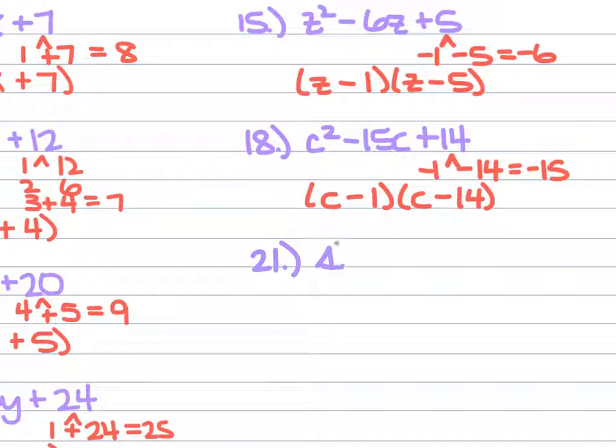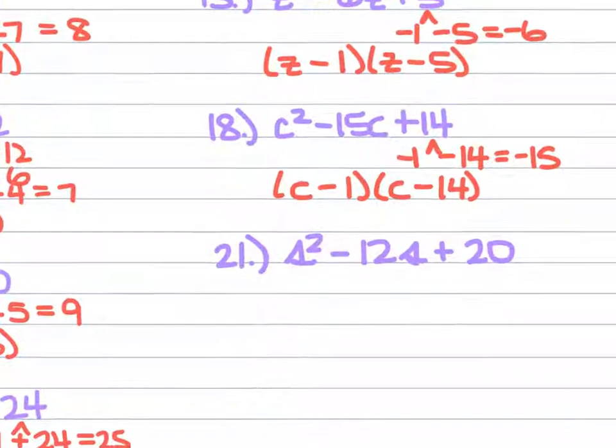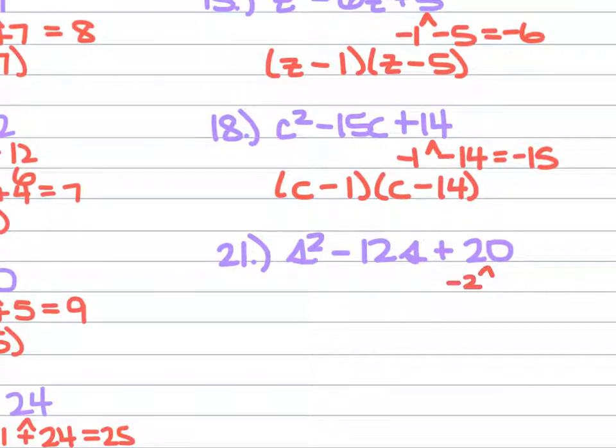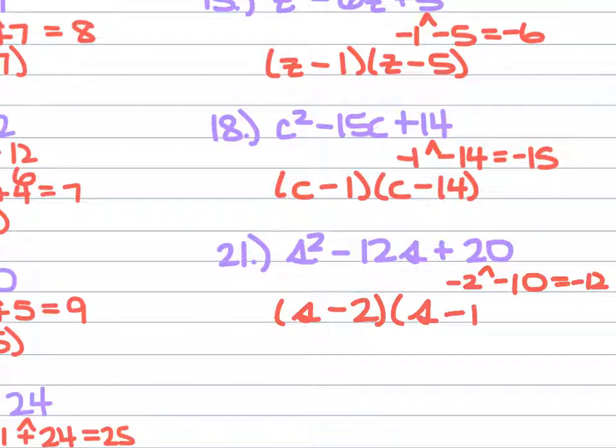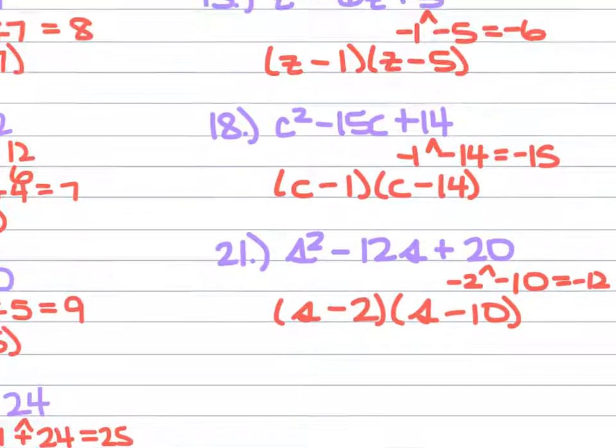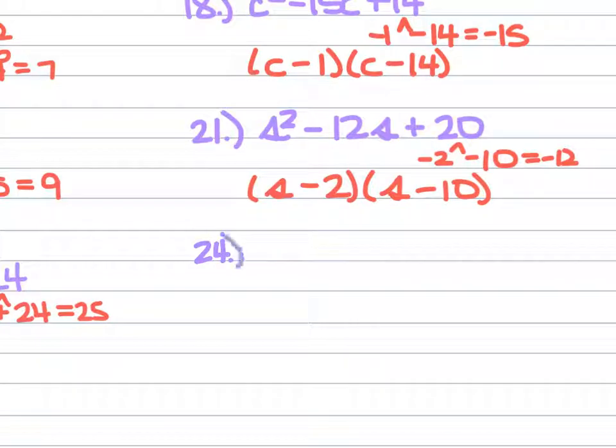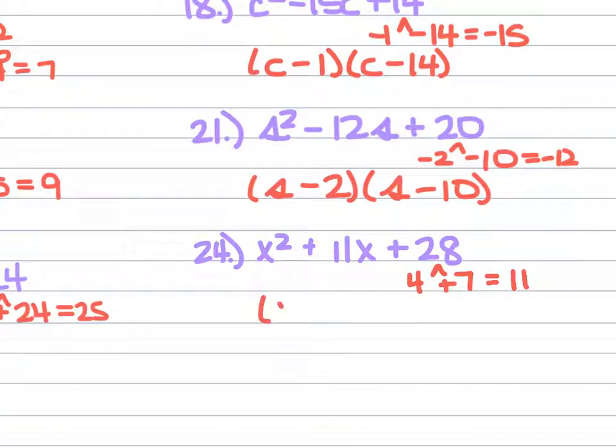For 21, we have s squared minus 12s plus 20. The factors of 20 that add up to be negative 12 are negative 2, negative 10. So this is going to be s minus 2 times s minus 10. And for 24, we have x squared plus 11x plus 28. So your factors of 28 that add up to be 11 are 4 and 7. That's going to give us the 11. So this is going to be x plus 4 times x plus 7.